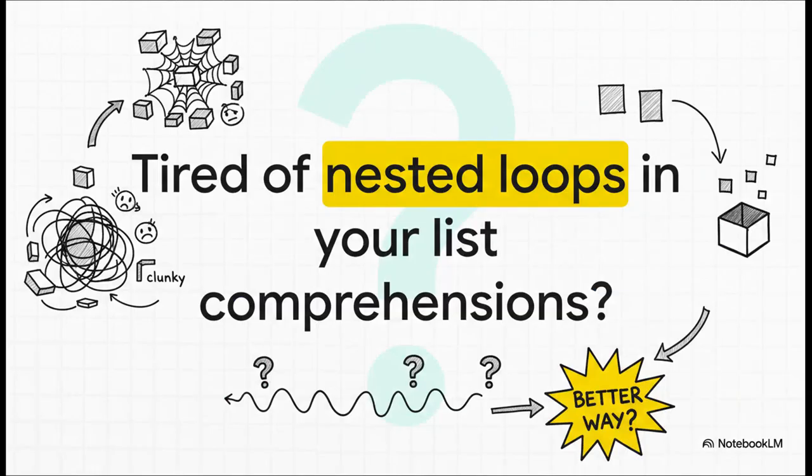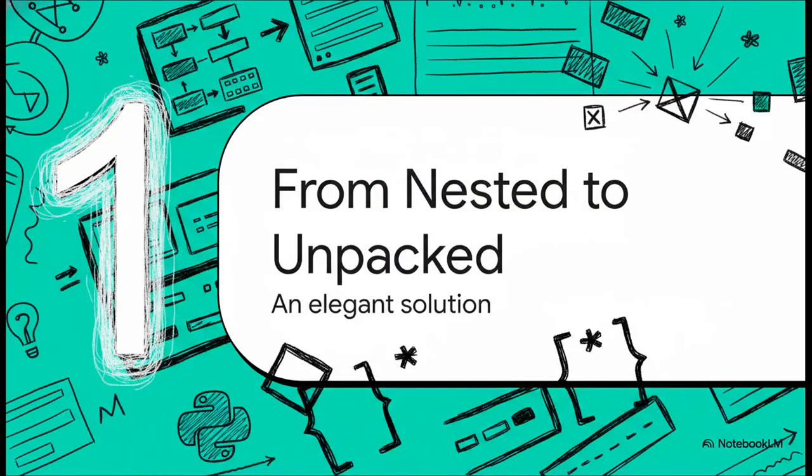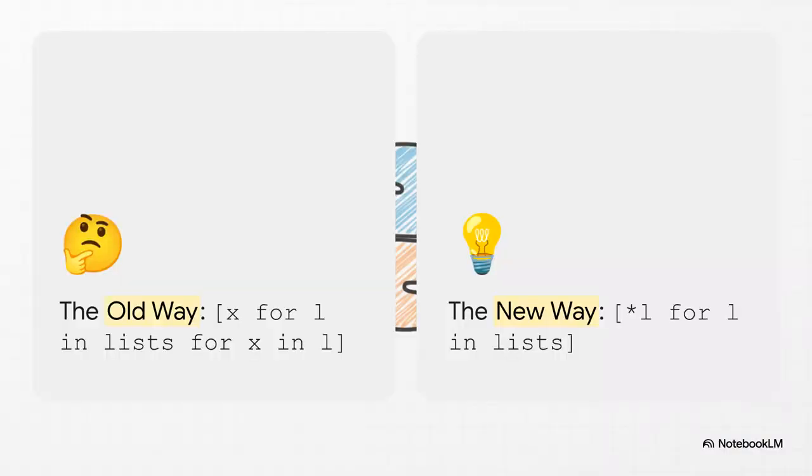So if you're a Python dev, you have absolutely been here before. You're trying to flatten a list of lists using a list comprehension, and you end up writing that nested for loop. I mean, it works, right? But doesn't it just feel a little clunky? A bit awkward to read? Well, it turns out there's a much better way on the horizon. And this is where that elegant solution comes in. Let's break down how this new feature completely transforms that clunky, nested loop into something that's just clean, direct, and, well, beautiful.